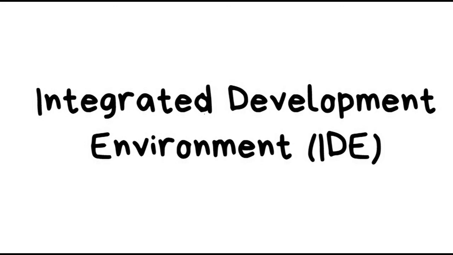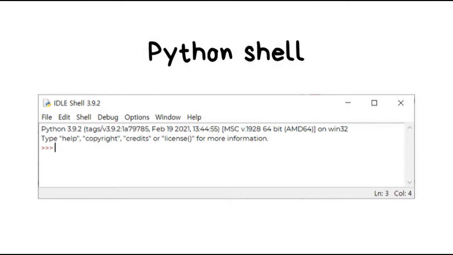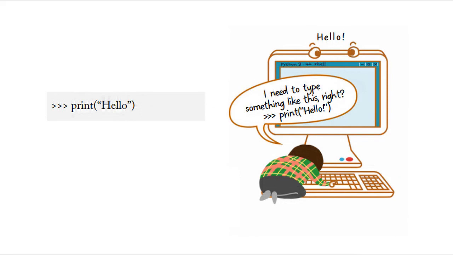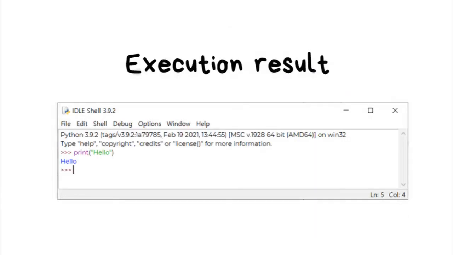To type a command, you need to execute a Python shell. You might want to write the command in this way. However, that is not the correct way of doing it. When you learn a foreign language, you need to learn the words and grammar. Similarly, you need to learn keywords and syntax in order to write code like this. When you enter the correct code, the Python shell displays hello on the next line.